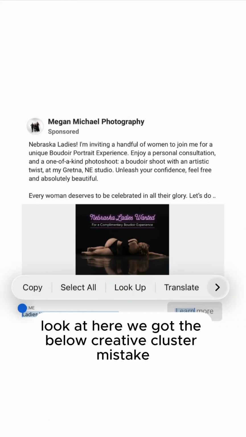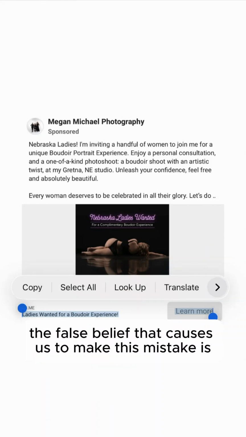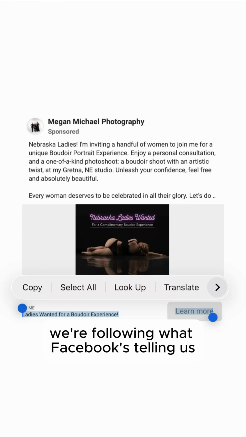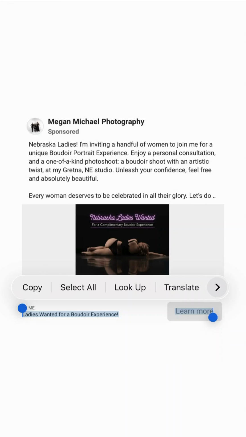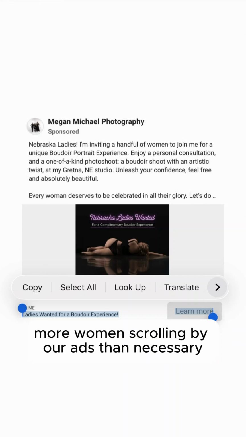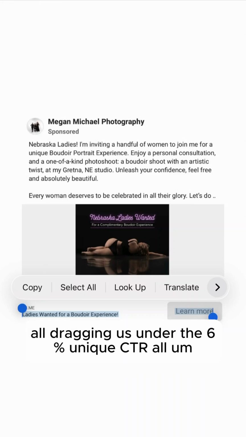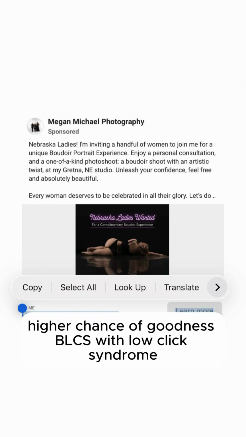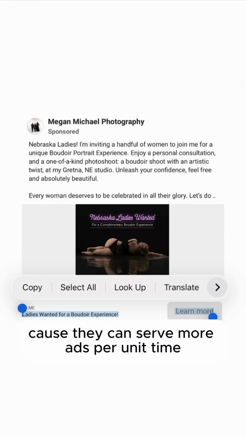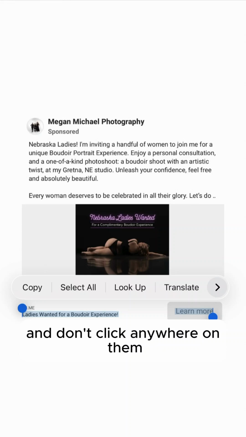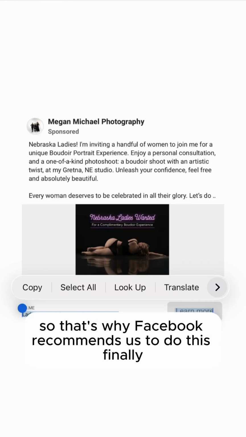All right, so look at here, we got the below creative cluster mistake. The false belief that caused us to make this mistake is we're following what Facebook's telling us when we fill out our ads. That's the big problem. The consequence of this is more women scrolling by our ads than necessary, lowering unique CTR, dragging us under the 6% unique CTR, higher chance of giving us BLCS, Boudoir low click syndrome. And on the back end, Facebook actually makes more money because they can serve more ads per unit time, the more women that scroll by our ads and don't click anywhere on them. So that's why Facebook recommends us to do this.